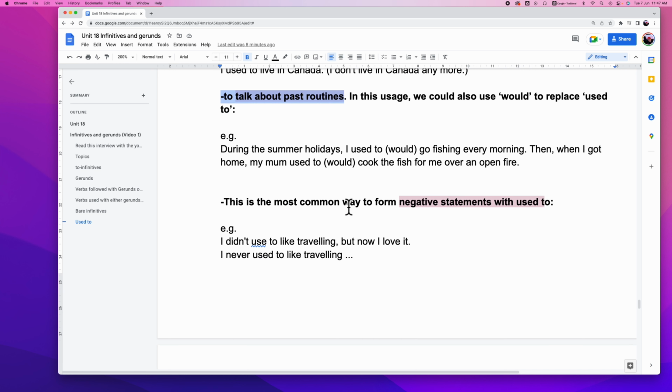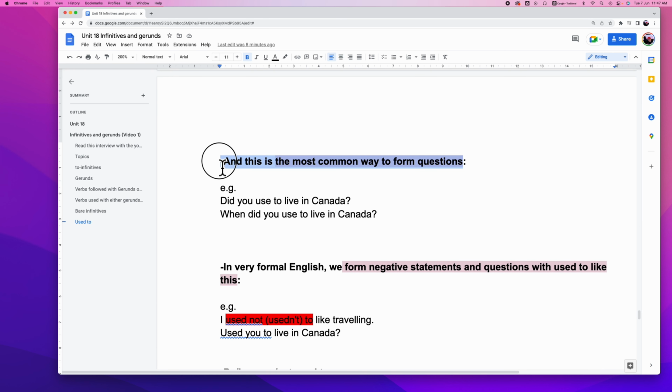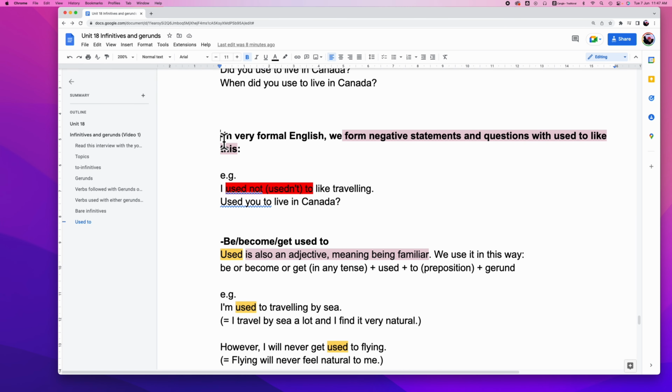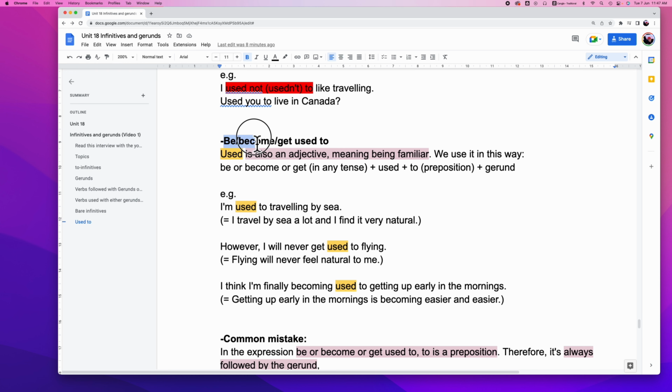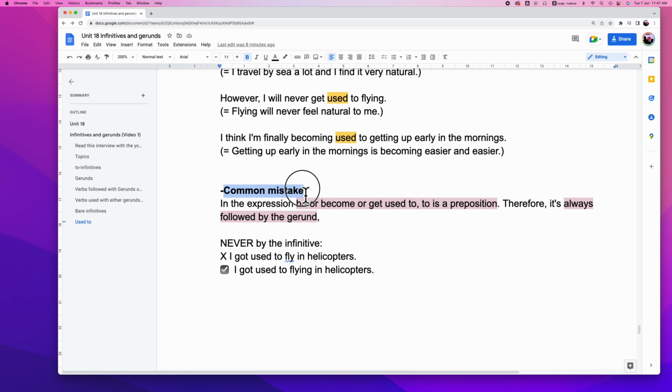Talk about past routine, common ways of negative statement with used to, common way to form questions, very formal English of using used to in negative statements, used to plus be, become, get, and last one, common mistakes.